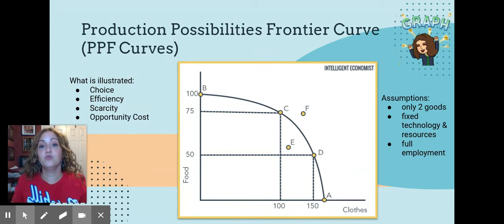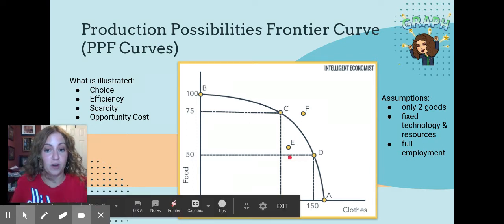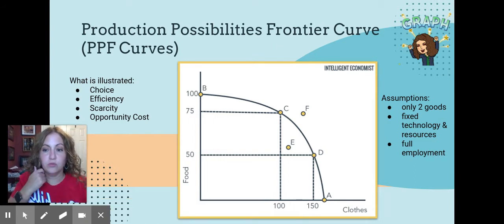So what did you lose? What did you give up? What are you no longer going to be able to do? The difference, 50 clothes units, is what you're giving up. So when you go from D to C, you gain 25 food units, but you lose 50 clothing units. So the cost of that 75 units of food is 50 units of clothes. So food costs clothes, and you could go the other way around. You could go from C to D to get more clothes and lose some amount of food.